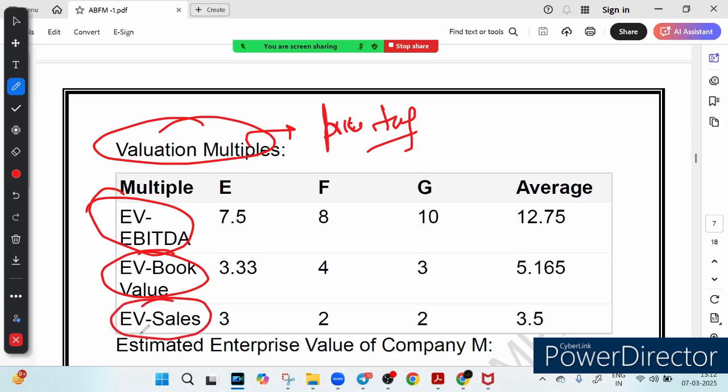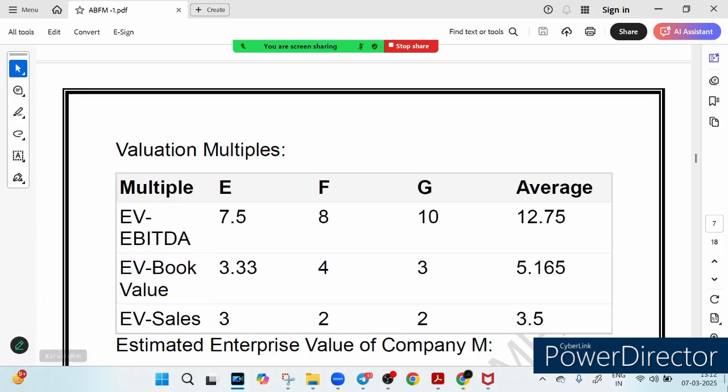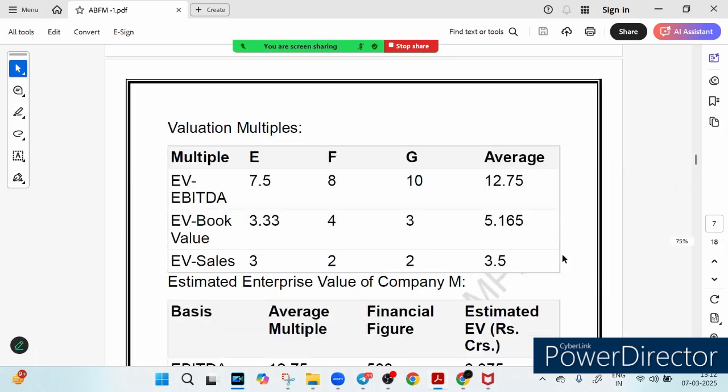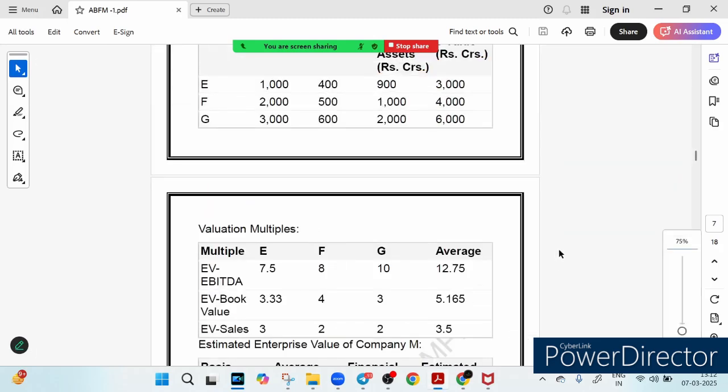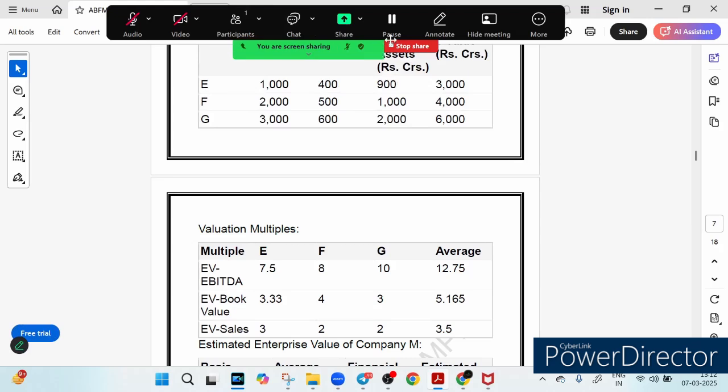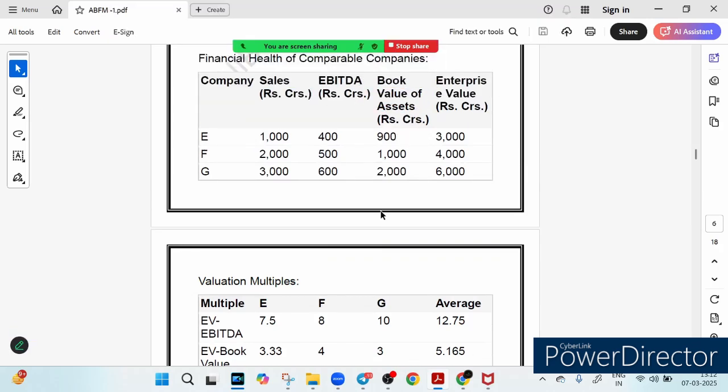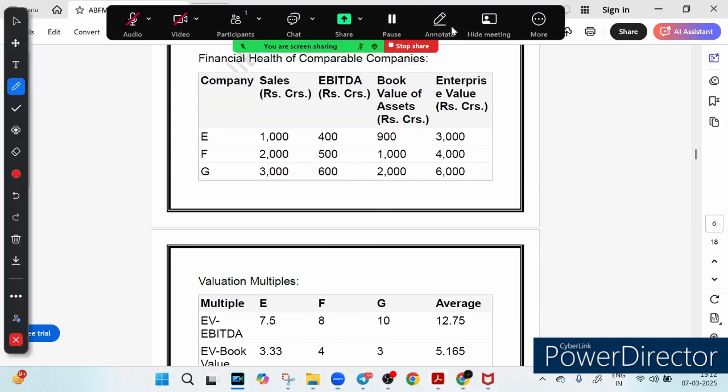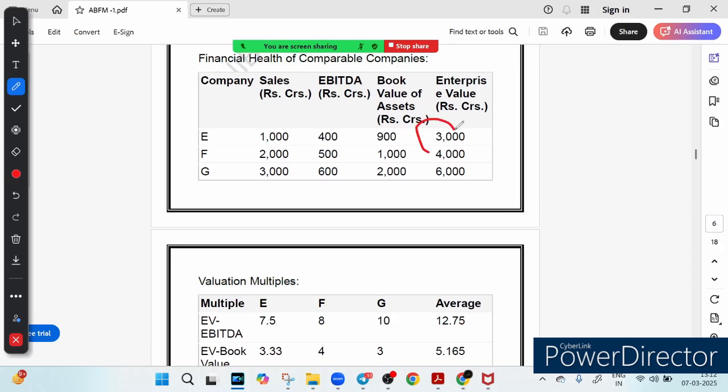Now suppose I want to calculate EV upon book value for company E. What is EV for company E? 3000. What is book value for company E? 900. So 3000 upon 900 gives us 30 upon 9, or 10 upon 3, which is approximately 3.33, right? This way we calculate these ratios for all these 3 companies. I hope that is quite easy to do. Now the data is in this particular table, as you can see clearly.